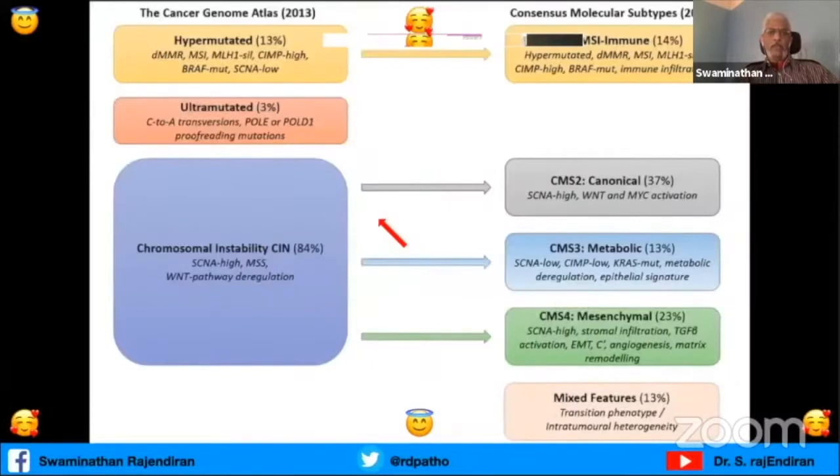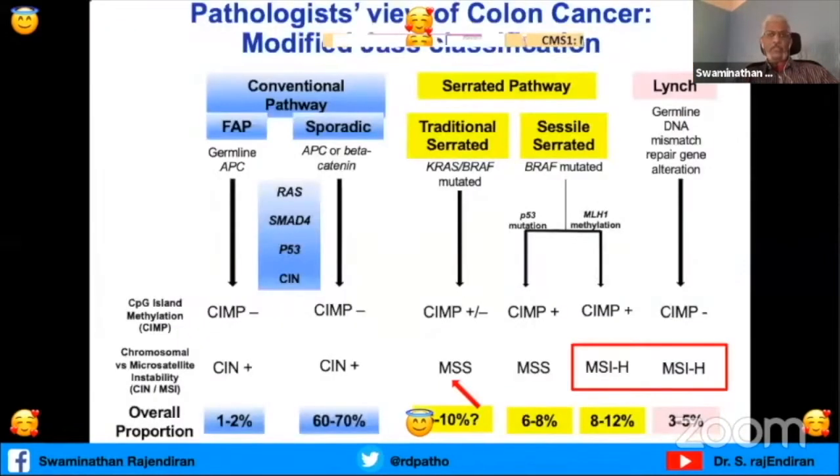So molecularly, you all know The Cancer Genome Atlas, and they divided them into consensus molecular subtypes: type 1, type 2, type 3, type 4, and mixed features. But the most used current system is the modified Jass system. Colon cancer can have conventional pathway, serrated pathway, or Lynch pathway. So there are 5 types: conventional FAP, conventional sporadic, serrated traditional, serrated sessile, and Lynch syndrome.